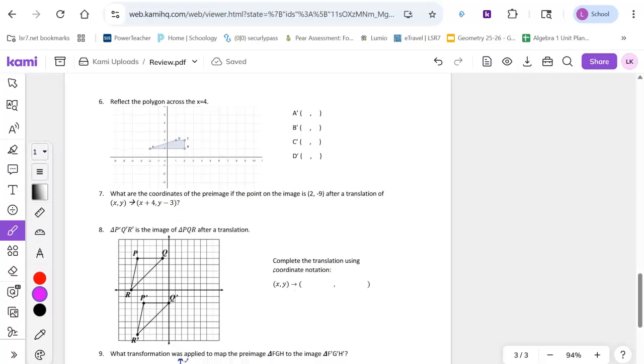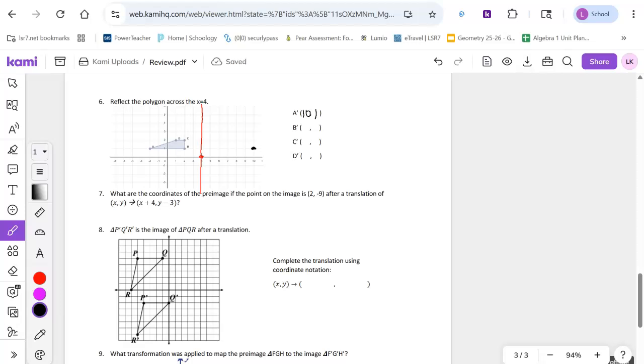Number 6 says, reflect the polygon across x equals 4. So I'm going to go to x equals 4, and I'm going to draw my line of reflection. Now, I'm going to say A is 1, 2, 3, 4, 5, 6 units from the line of reflection. So I have to go 6 units to the other side. 1, 2, 3, 4, 5, 6. So that's going to be 10. My y stays the same, so it's 1.